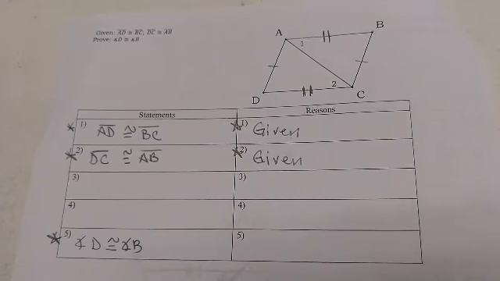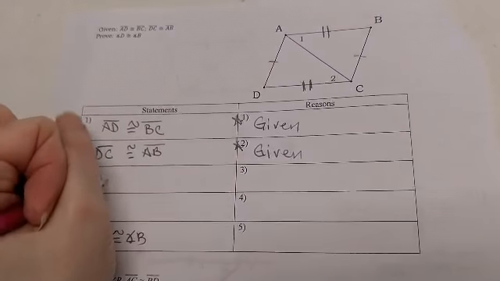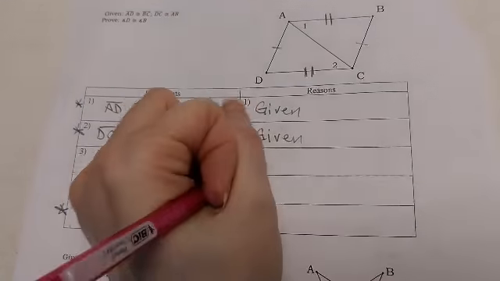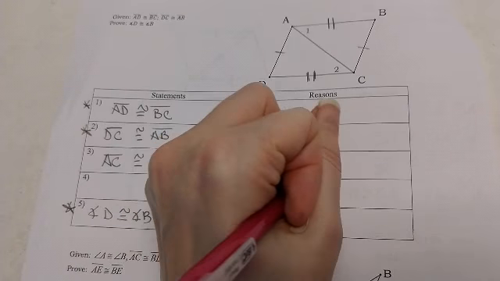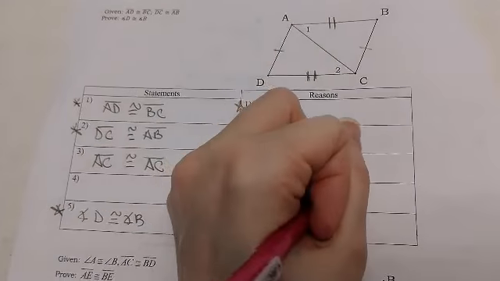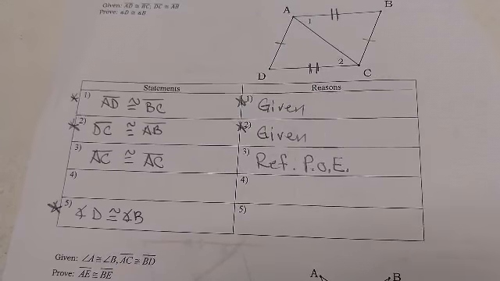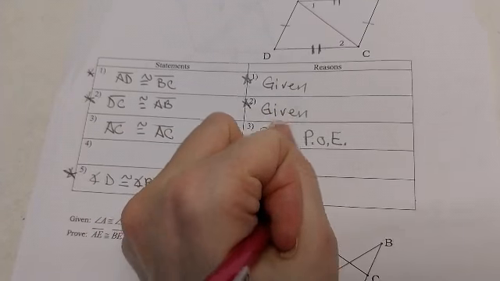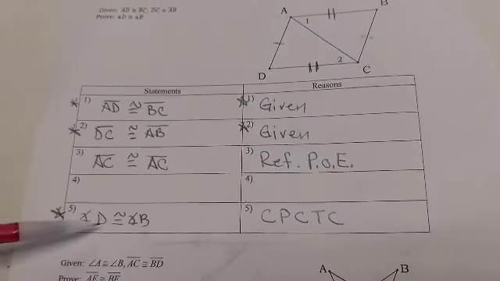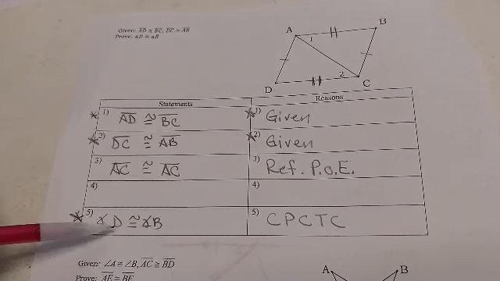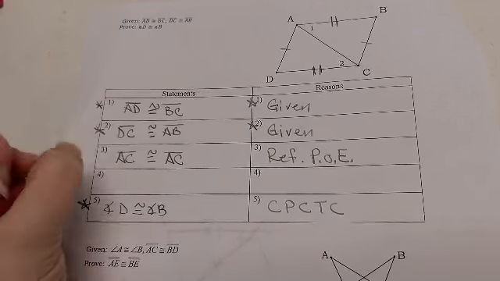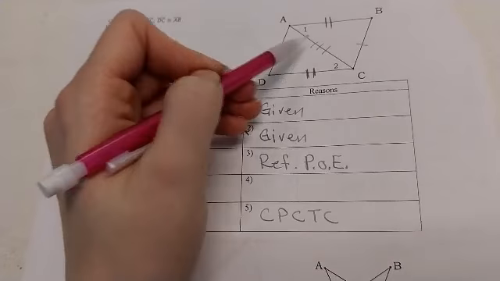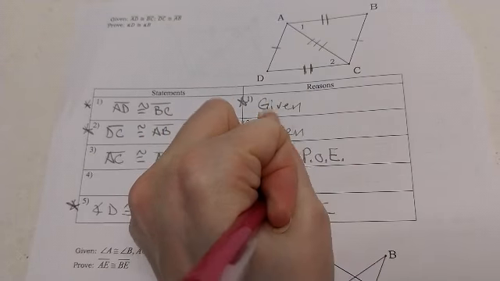Now I want to look for any hidden information. I have hidden information that AC is congruent to AC because they both share that side, and that's reflexive property of equality. Okay, so now I know this last one has to be CPCTC because I am finding pieces of my triangle and showing that they're congruent. So now I'm going to mark that AC is congruent to AC. So we have markings on side, side, side. So my reason is going to be side, side, side.